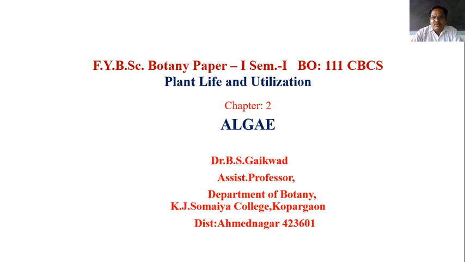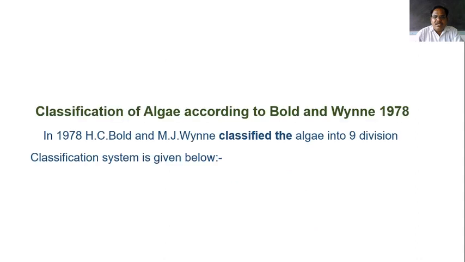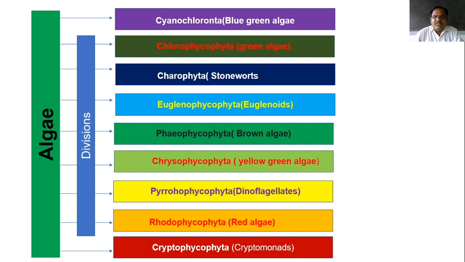In the last lecture we already discussed these things. In today's lecture we are going to concentrate on the classification of algae. Pay attention here. Algae were classified in 1978 by Bold and Wynne, and Bold and Wynne classified the algae into 9 divisions. The characters of these 9 divisions are as follows. These are the 9 divisions of the algal group.